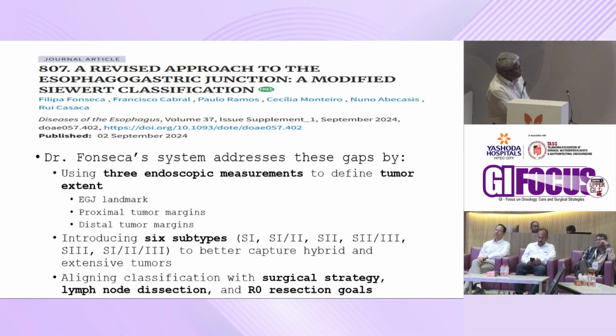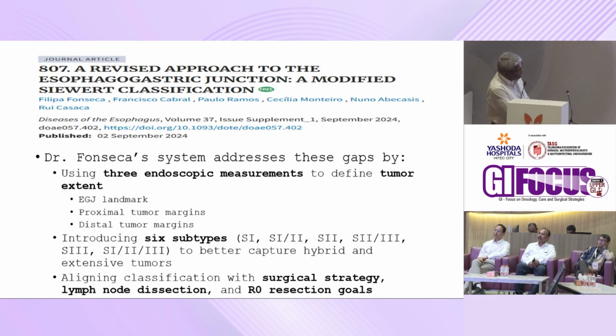We don't have the full paper, wherein Dr. Fonseca has created another modified system wherein they have described 6 subtypes. And this is basically based on 3 endoscopic measurements of the tumor. The GE junction landmark is measured, the proximal extent of the tumor is measured, and the distal extent of the tumor is measured.